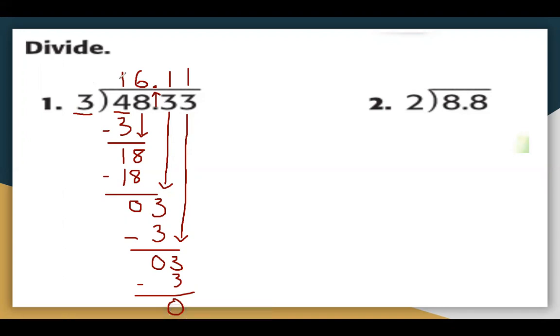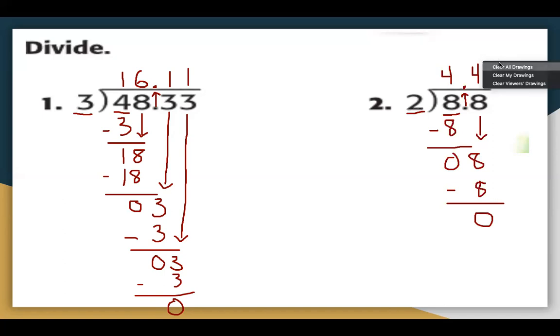So my answer for this number 1 here is 16 and 11 hundredths. Okay, let's look at number 2 here. First thing I'm going to do, I'm going to bring up the decimal right in between those 2 8s. Then I'm going to look 2 into 8. I know 2 times 4 gets me exactly 8. Okay. Everything was 0, but I'm not done because I have another 8 to bring down. And I just did this, so I know again, 2 fits into 8 4 times. I get 0 again, and I know I'm done because there's nothing else to bring down, which means my final answer is 4 and 4/10 on that one.